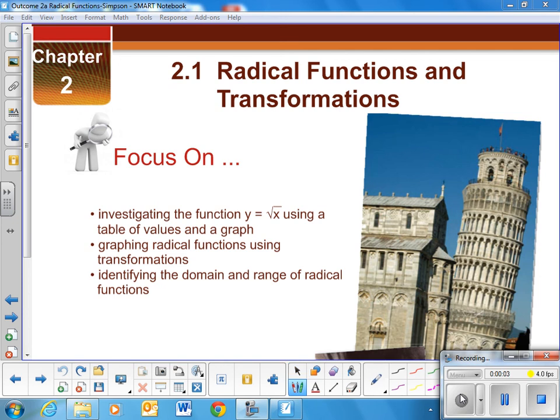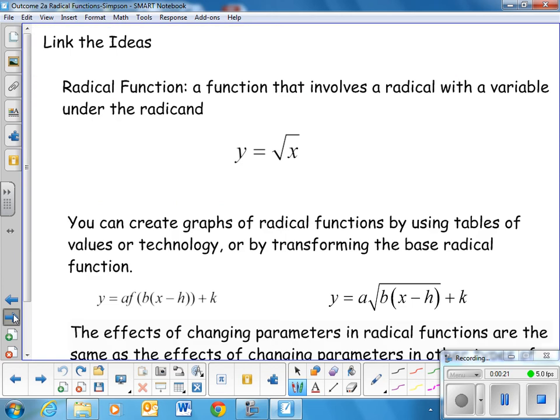Section 2.1, Radical Functions and Transformation. This section focuses on investigating the function y equals root x using a table of values and a graph. We're then going to look at graphing radical functions using transformations and identifying the domain and range.